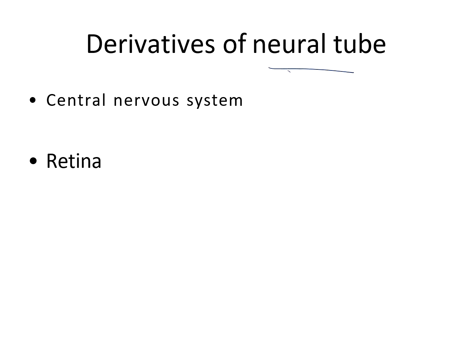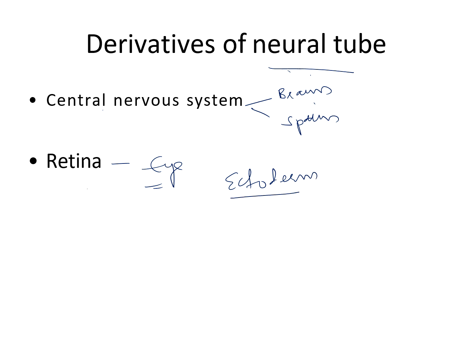Just now I told you, the central nervous system is forming the brain and the spinal cord. Then it will lead to the formation of the retina, that is the eye. So both the central nervous system and the retina are derivatives of ectoderm. They originated from the ectoderm. They are ectodermal in origin.